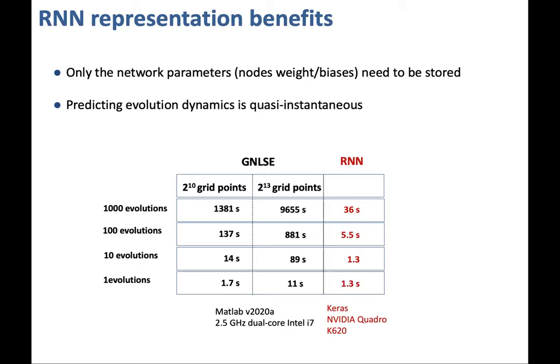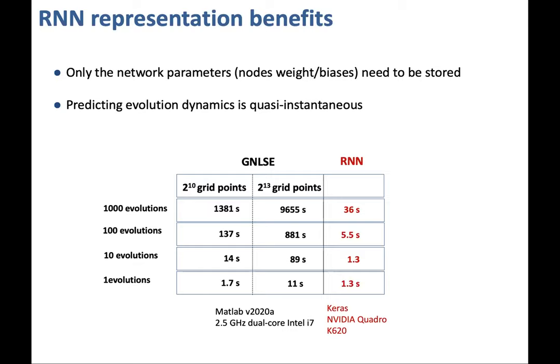to be able to make full evolution map predictions are the parameters of the network, that is the nodes, weights, and biases. And this actually only uses a tiny amount of memory. And with that, you can basically ask the network to predict a large number of different evolution maps. But if you want to do the same with the generalized nonlinear Schrödinger equation, then you will need to run your simulation multiple times and you need to store that. And that takes a huge amount of memory.